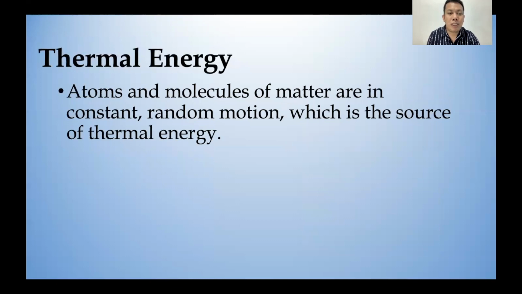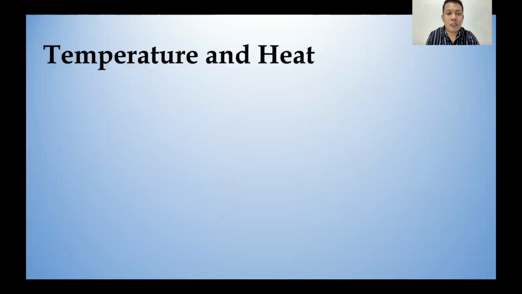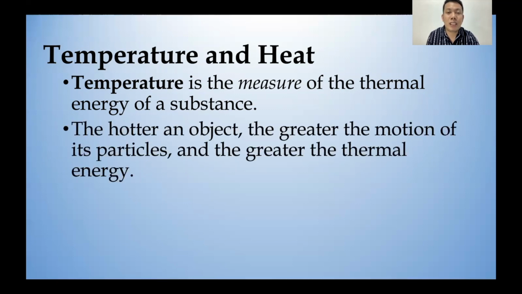All right, so let us now proceed to thermal energy. Atoms and molecules of matter are in constant random motion, which is the source of thermal energy. So the more motion there is, the more thermal energy. Temperature is the measure of the thermal energy of a substance, meaning the higher the temperature, the more vibration there will be in a certain matter, and the more thermal energy in that particular substance. So the hotter an object is, the greater the motion of its particles, and the greater the thermal energy.